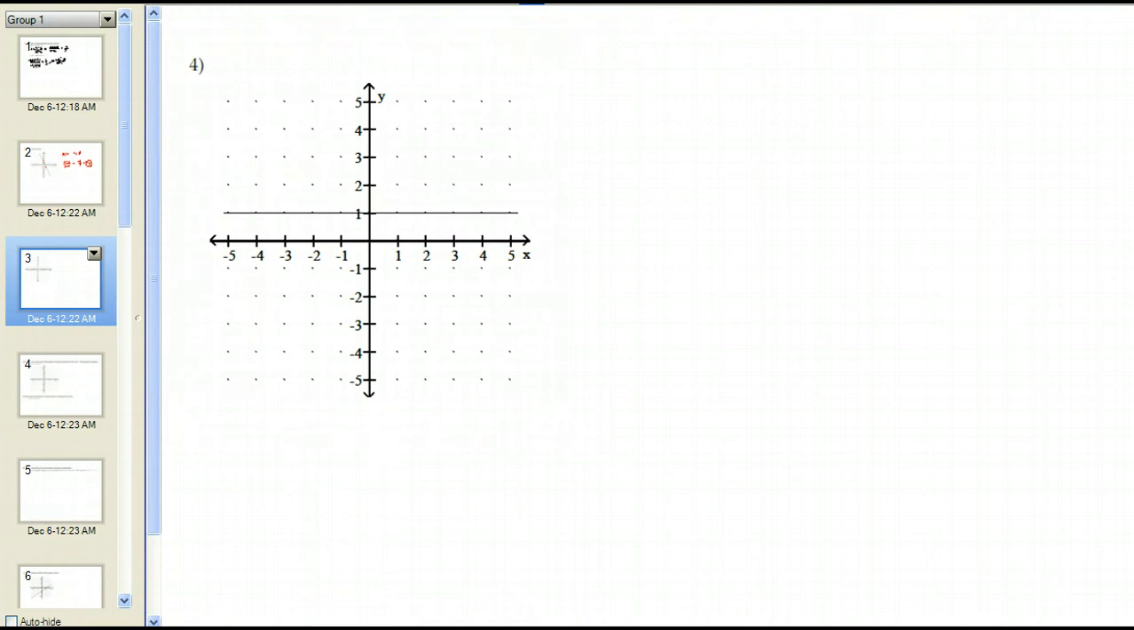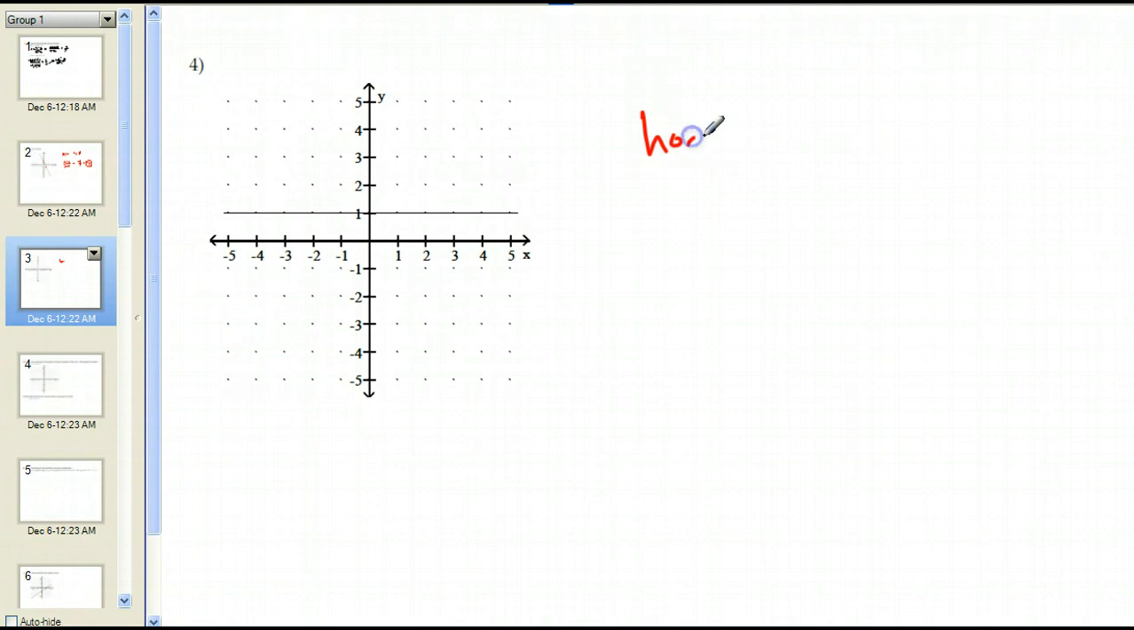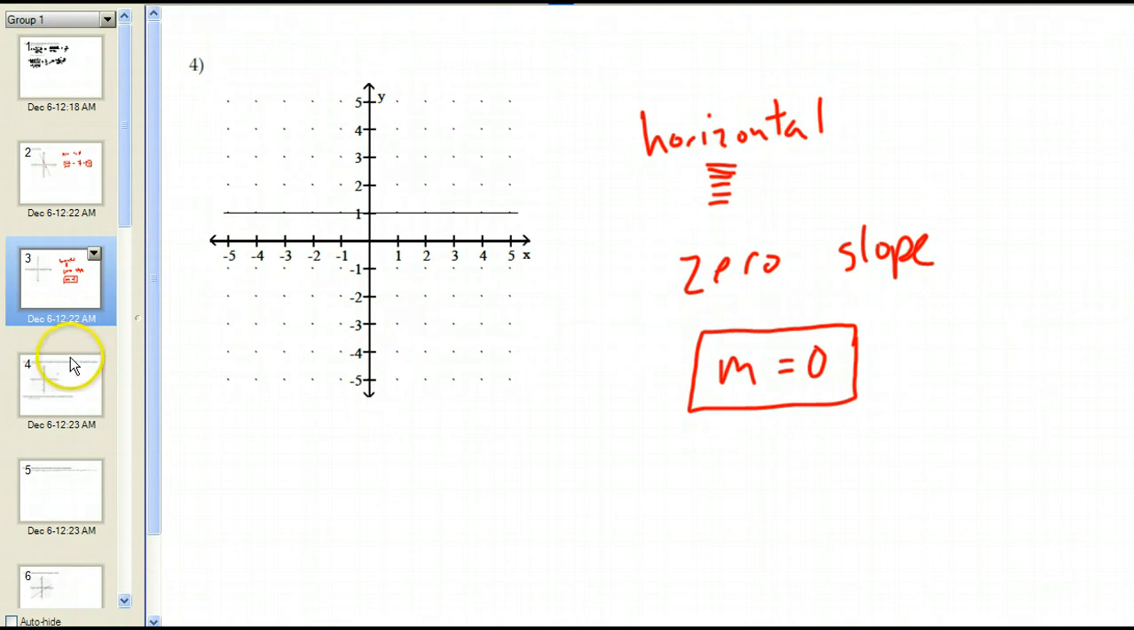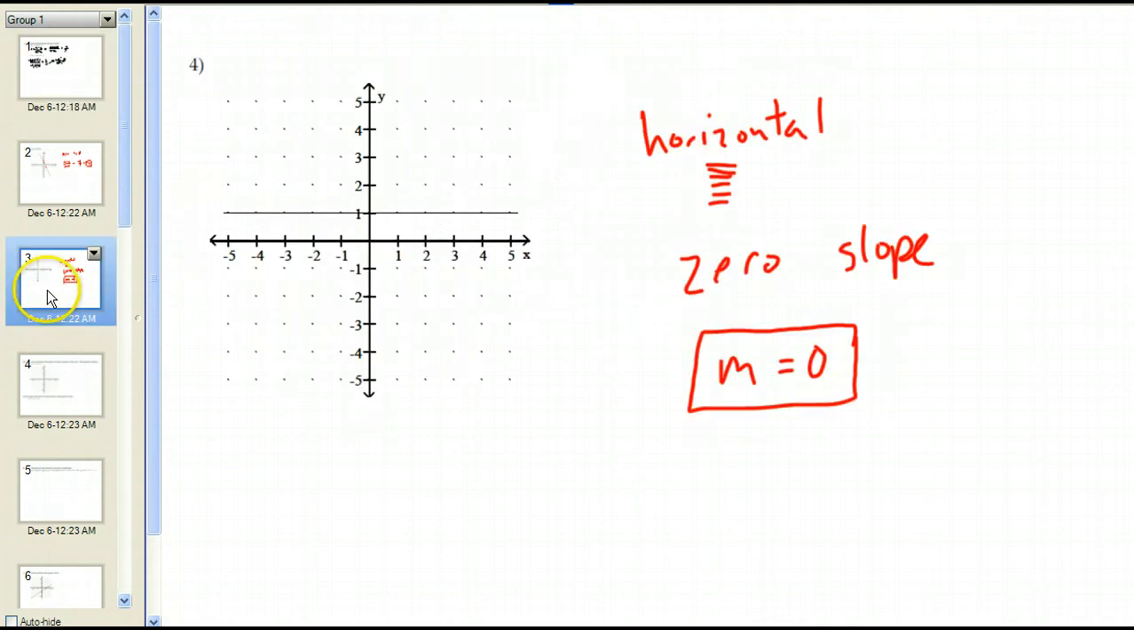Alright, again, finding the slope. This is a horizontal line. Alright, horizontal, zero slope. So here our slope is 0. Alright, a vertical line has an undefined slope, as we saw up here. This was undefined. This is a vertical line if you plotted it. And then this is a horizontal line that has 0 slope. Alright, big difference between those two.